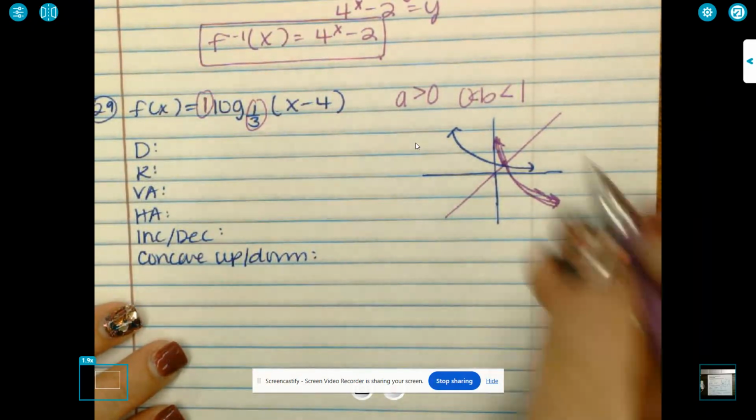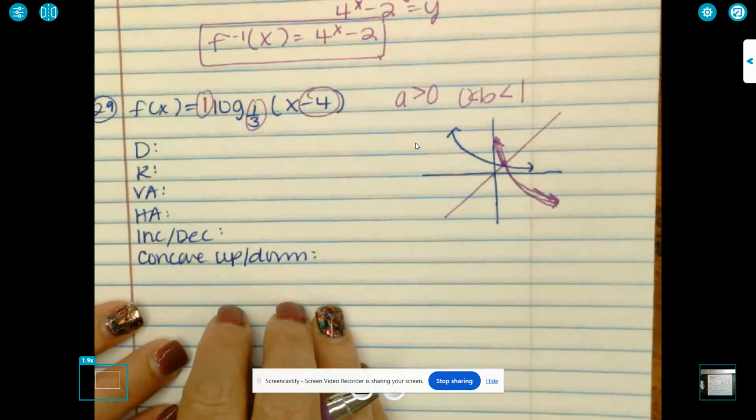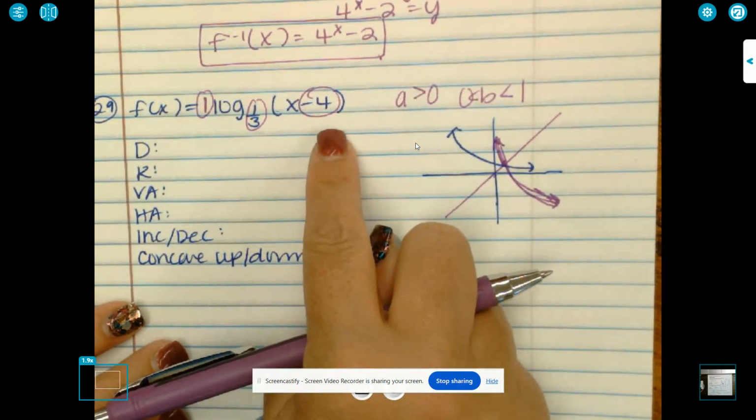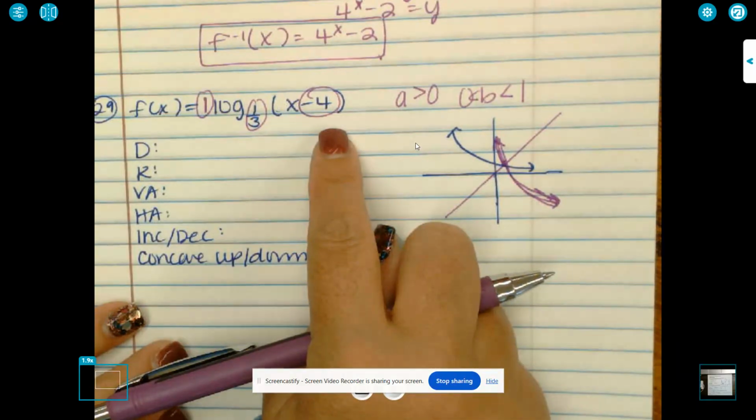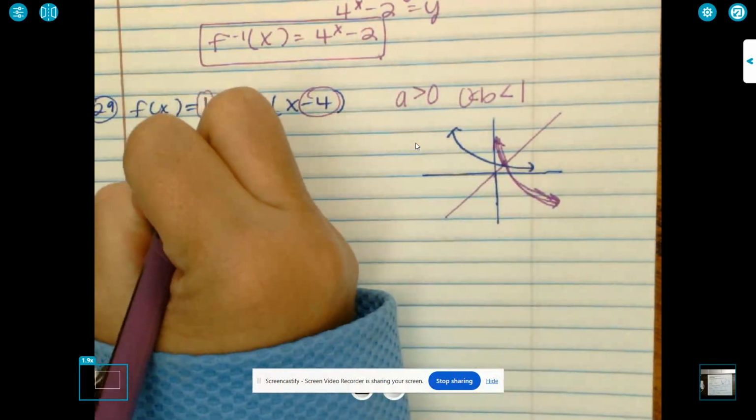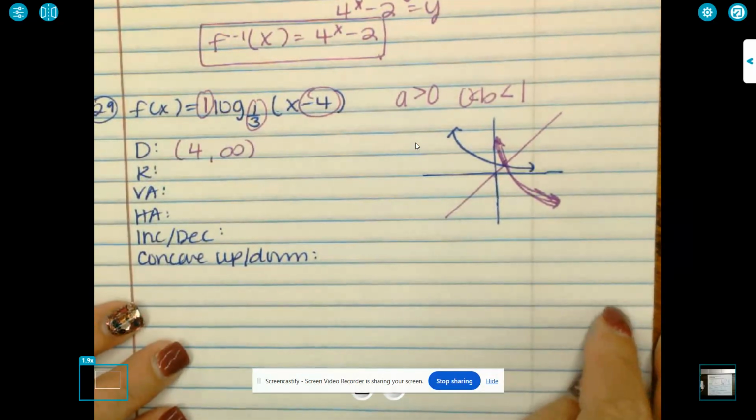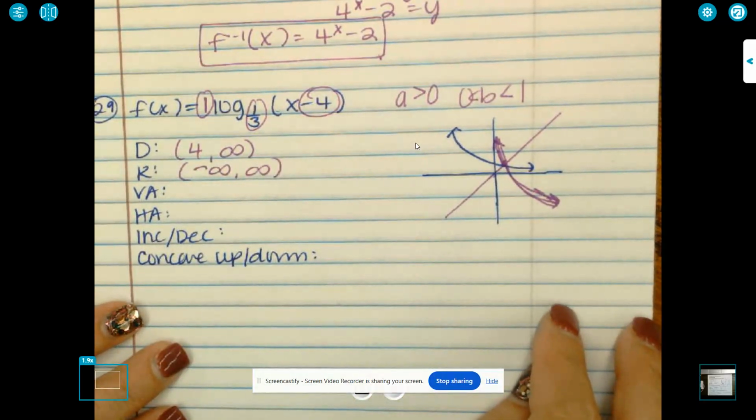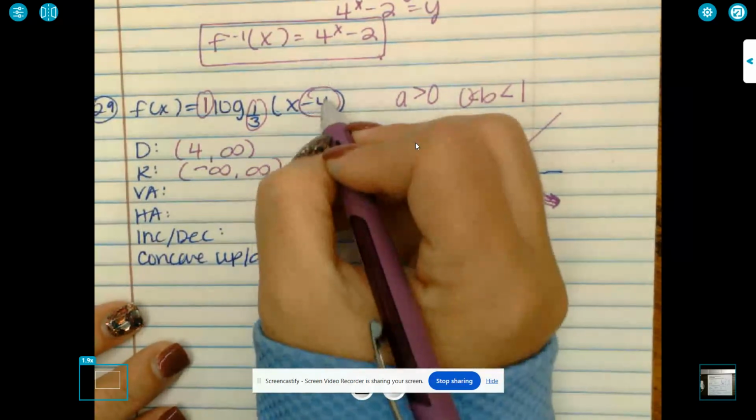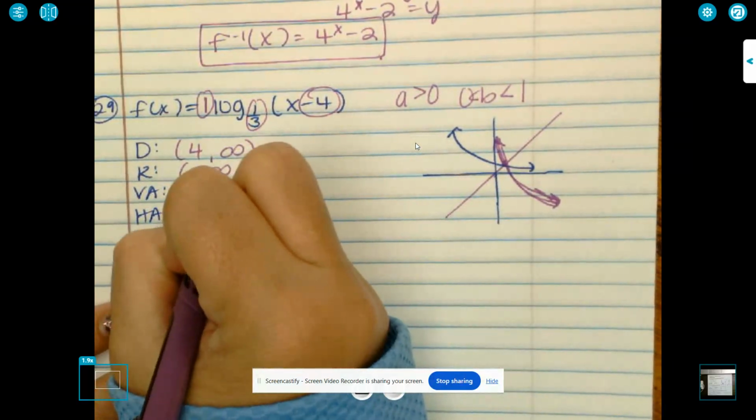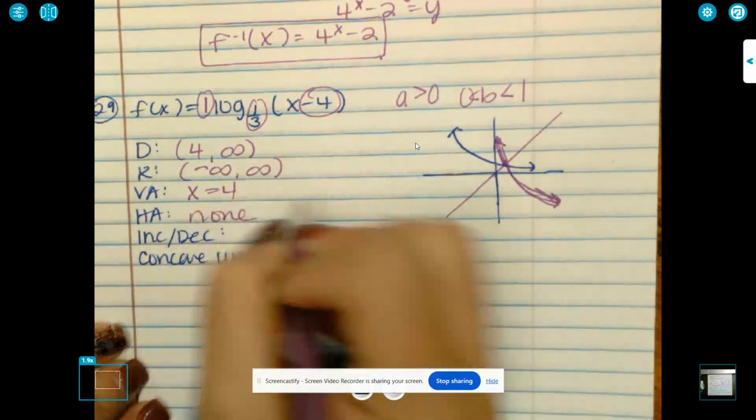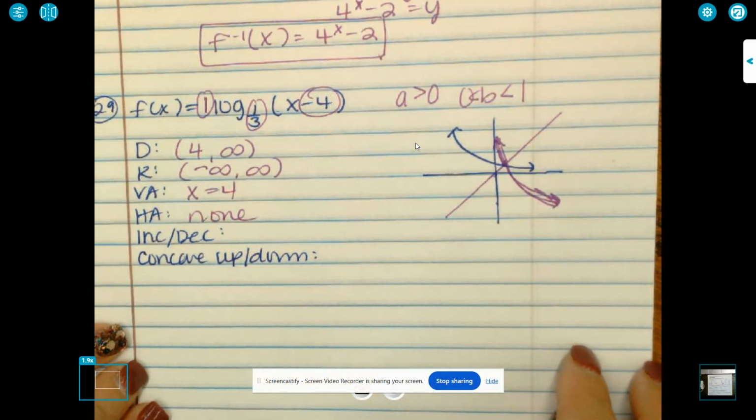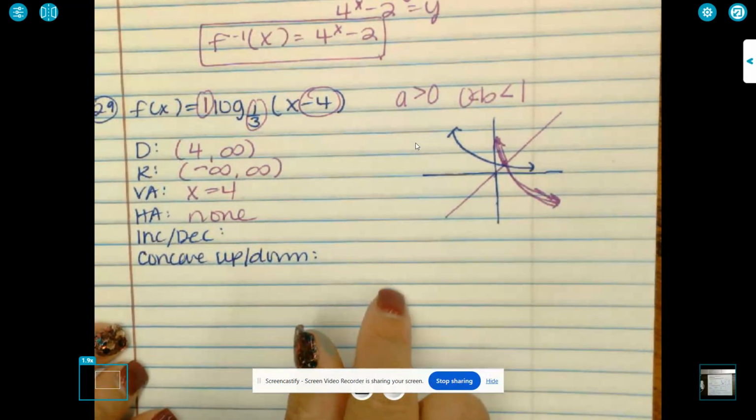All right, well, our domain depends on this number right here. So if that is a -4, that means it was shifted to the right 4, which makes our domain 4 to infinity. Our range is always negative infinity to positive infinity. Your vertical asymptote is whatever this shift is, so x equals 4. There is never a horizontal asymptote for us in log functions, because the horizontal asymptote turns into a vertical asymptote for us.